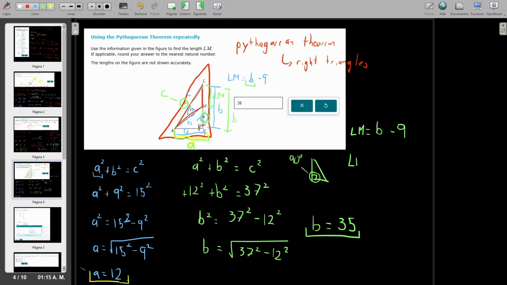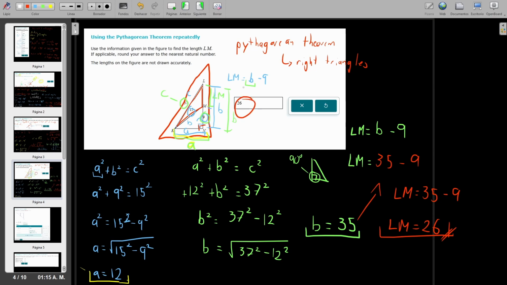We substitute the value of B. B is going to be how much? That is correct, 35 minus how much? 9. So LM is going to be 35 minus 9. LM is going to be 26. That's correct? Yes, 26. Okay, we go to the next one.